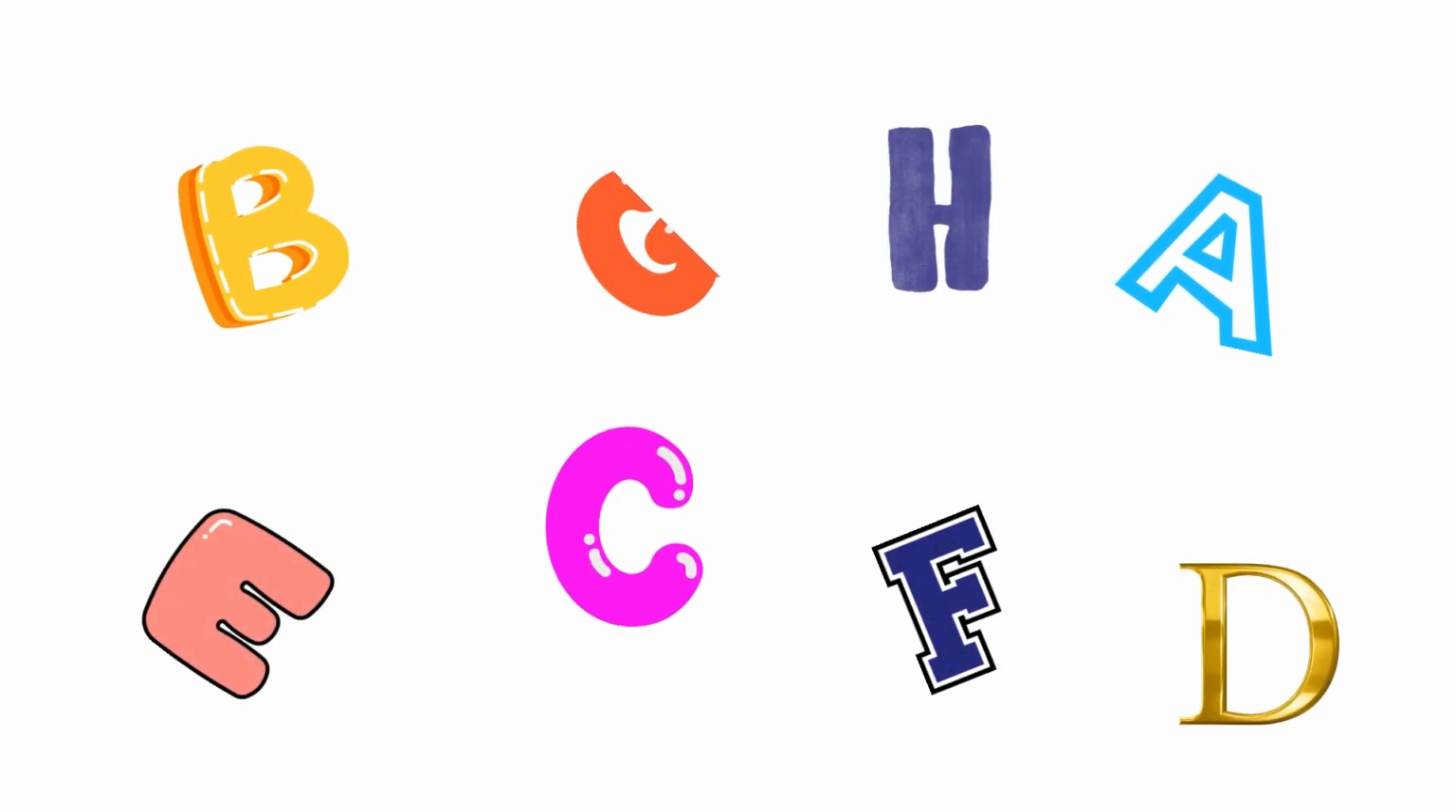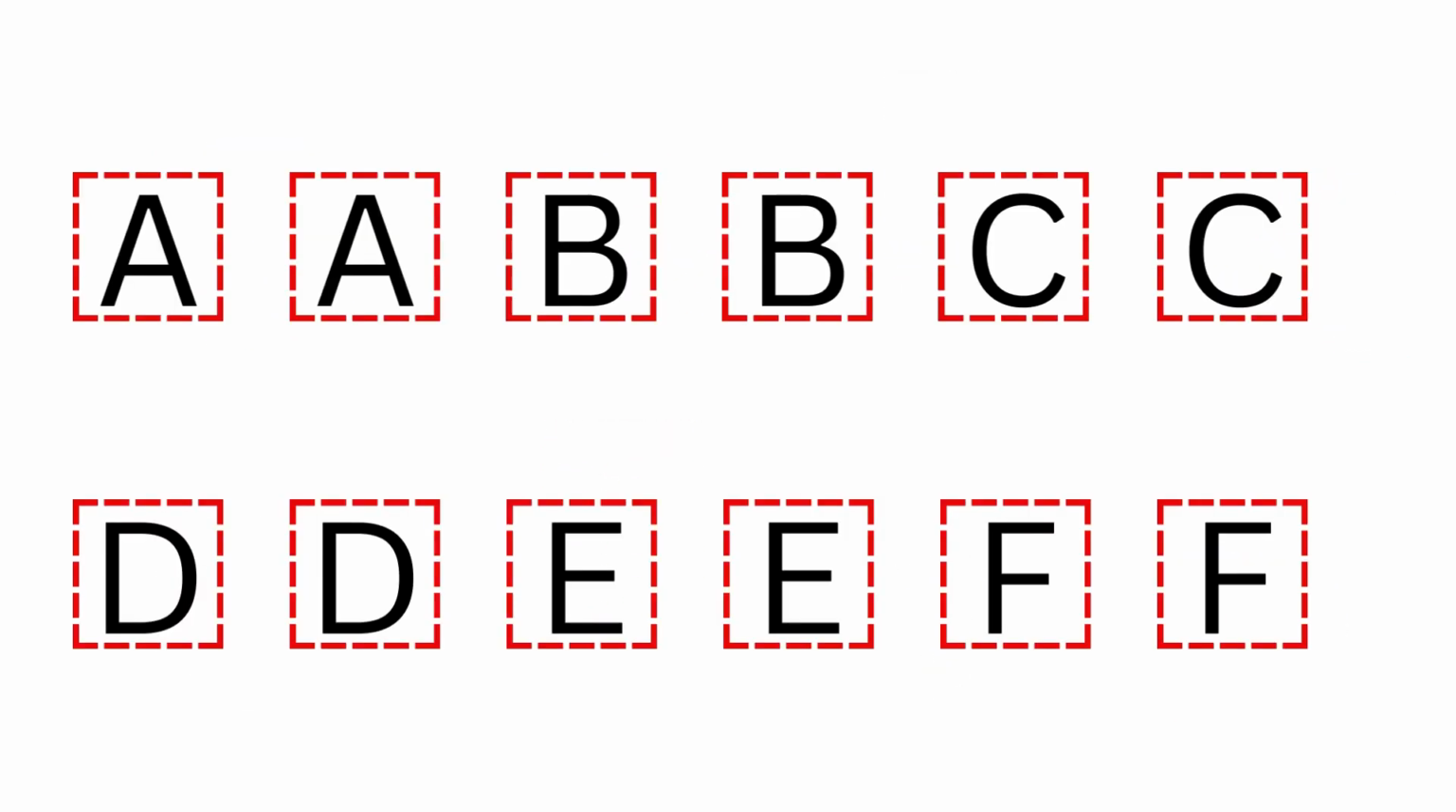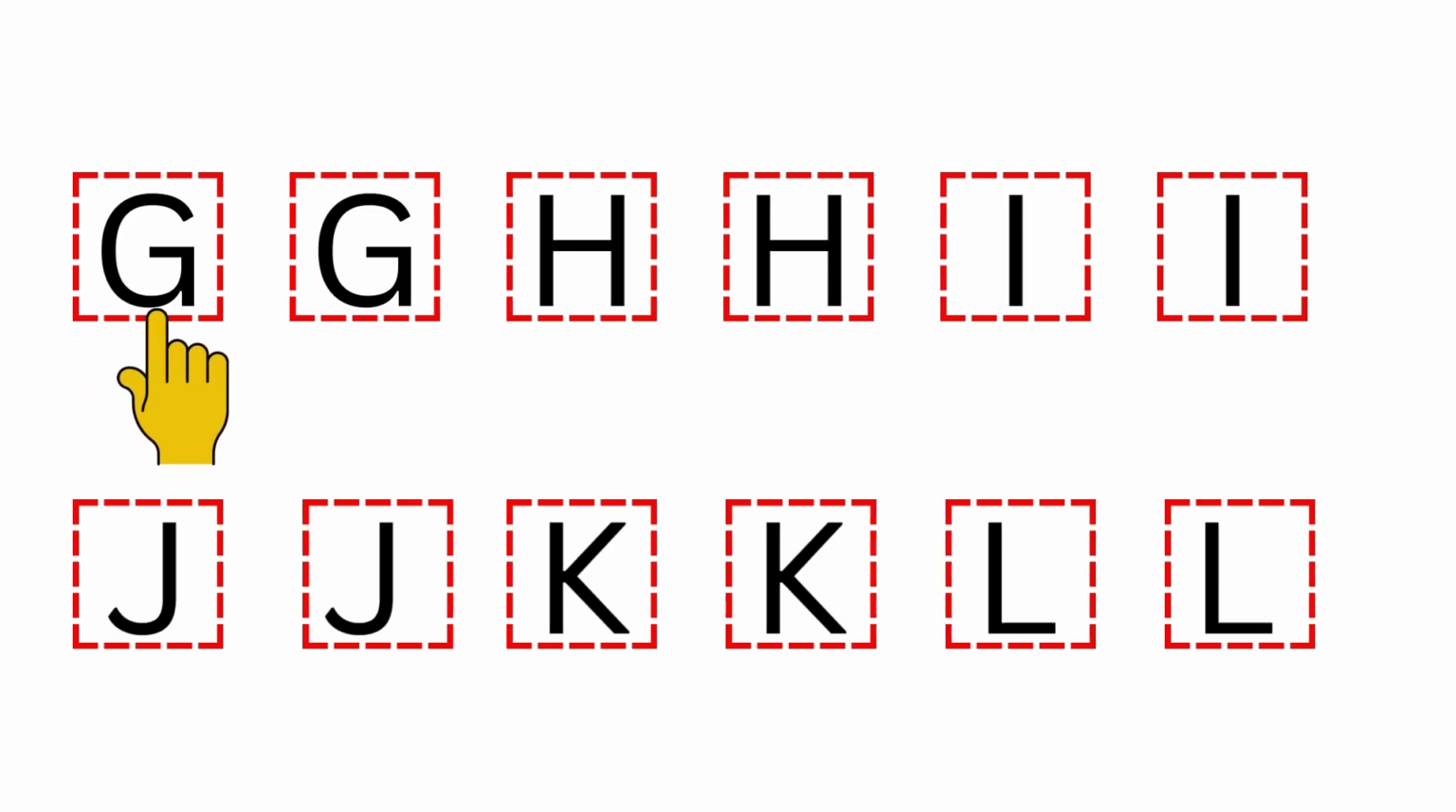Now we will read each alphabet twice. A. A. B. B. C. C. D. D. E. E. F. F. G. G.